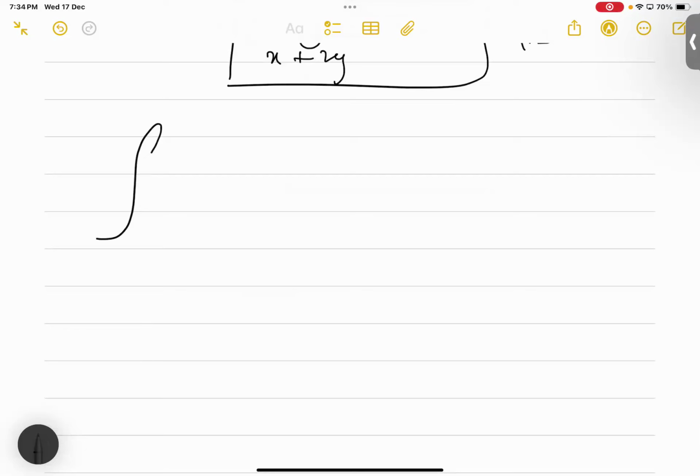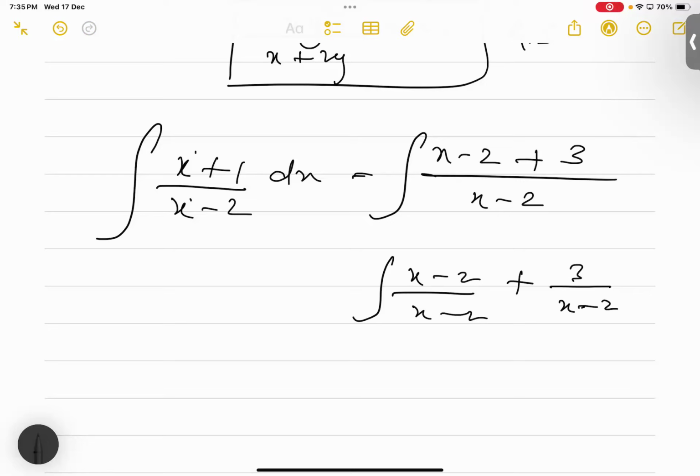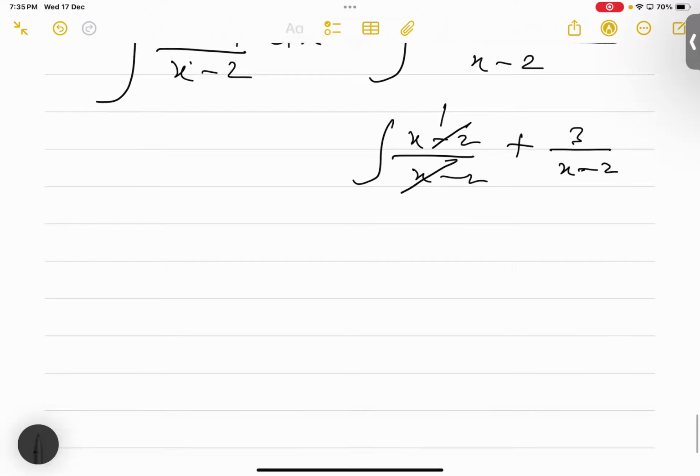Now see, in integration I taught you this: if the degree is the same, make the numerator the same as the denominator. So make it the same, right? What should be written over here? Plus 3, and then split and solve. So these strategies are important over here also. Now this is individual integration. This is 1 and this is 3 times the integration of 1 upon x minus 2.